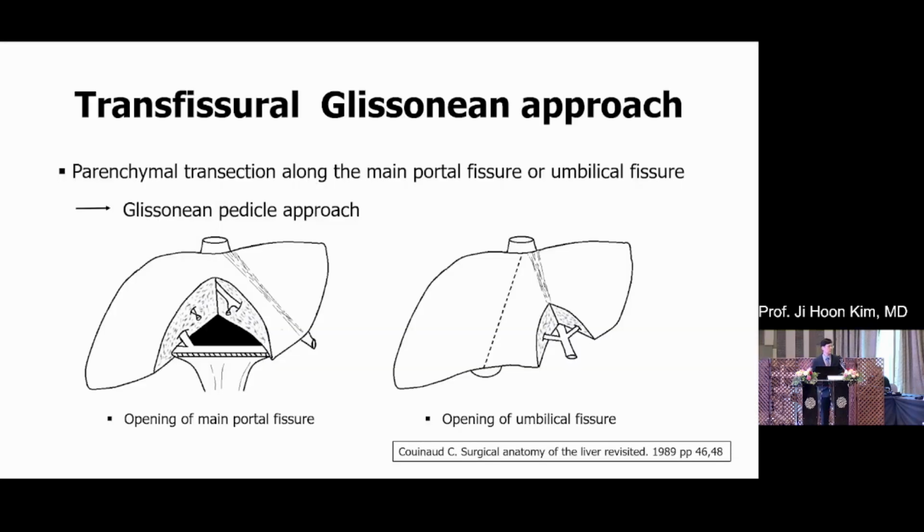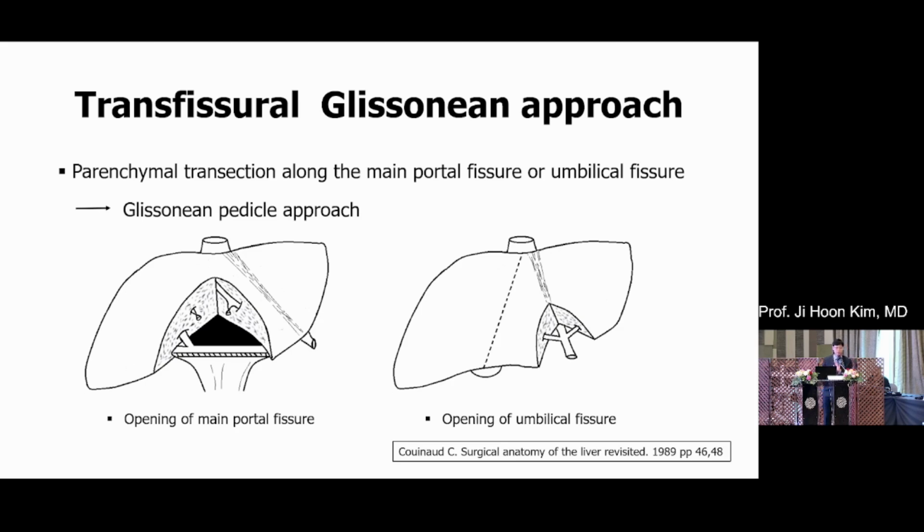And next, a video clip is the transfissural Glissonian approach. The transfissural Glissonian approach is summarized by Professor Quino. But the transfissural Glissonian approach means parenchymal transection along the main portal fissure, umbilical fissure. After that, the Glissonian pedicle approach, like this.